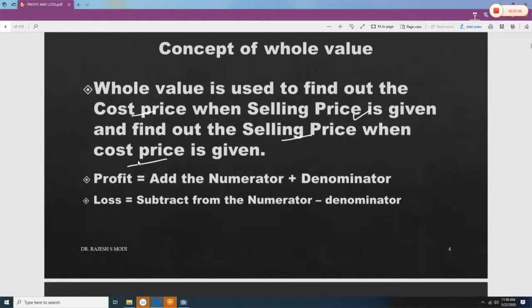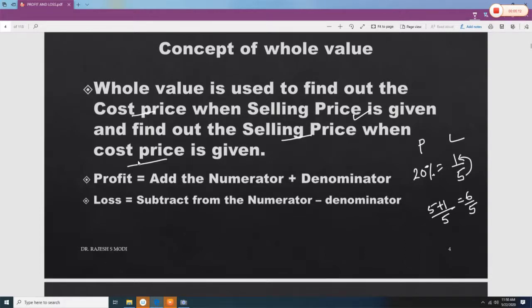So in business there is either a profit or a loss. When there is a profit, we have to add the numerator and denominator. For example, let's say there is a 20% profit. Now we know 20% is 1 upon 5. So you have to add 5 into the numerator. So 5 plus 1, and you have to divide by 5. So 6 over 5.